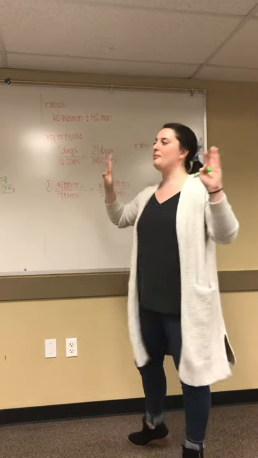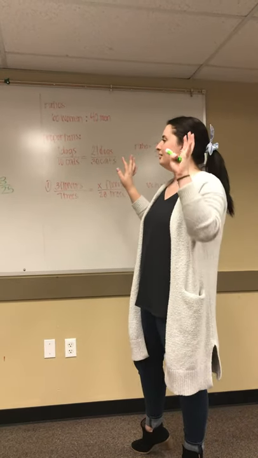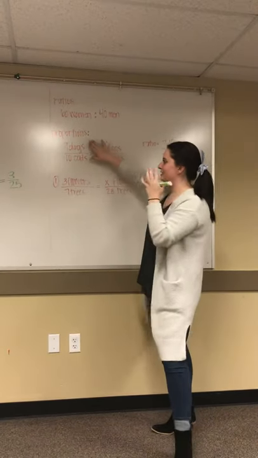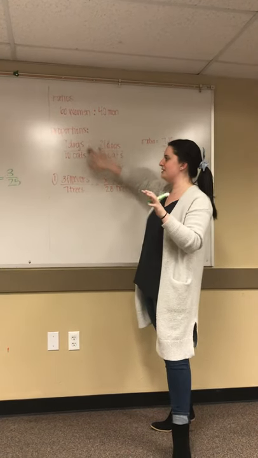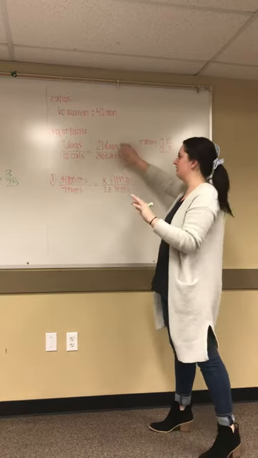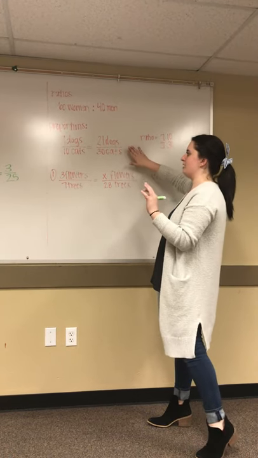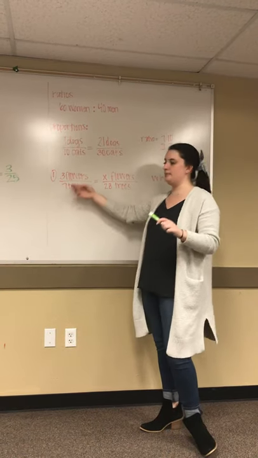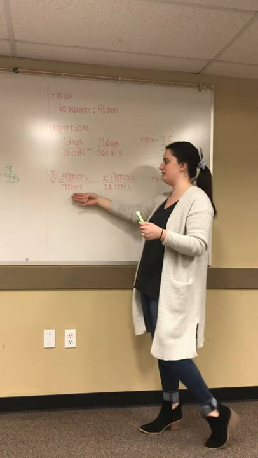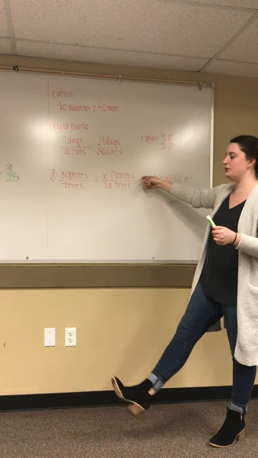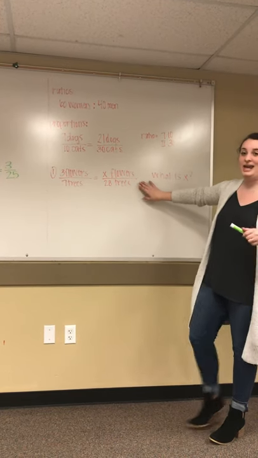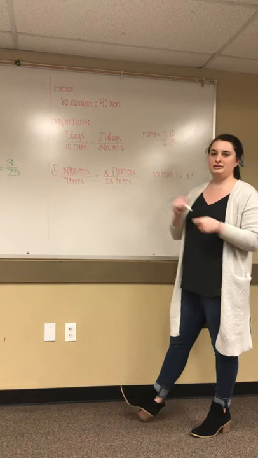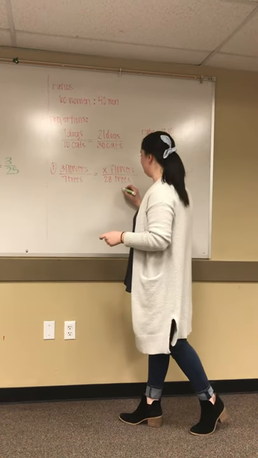And proportions are comparing your two sets of ratios that are set equal to each other. So your ratio would be 7 dogs to 10 cats equal to 21 dogs to 30 cats. So in a problem, 3 flowers to 7 trees is equal to X flowers to 28 trees. What is X? Yes, 12. Good.